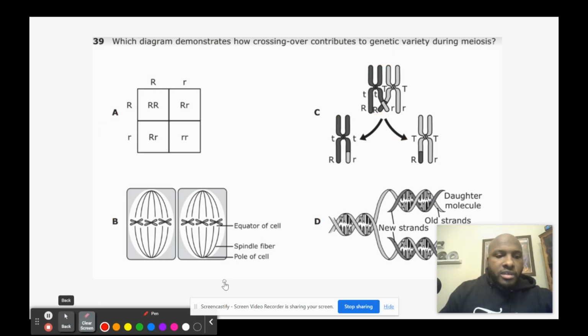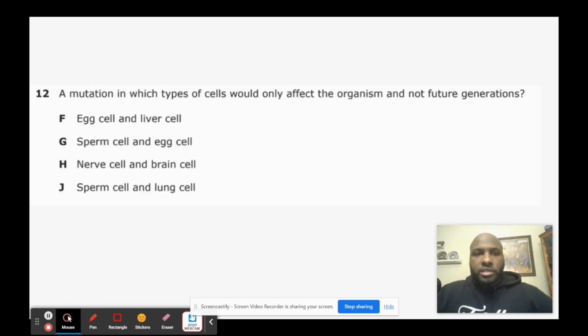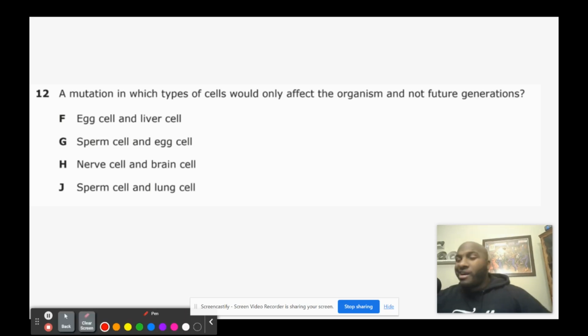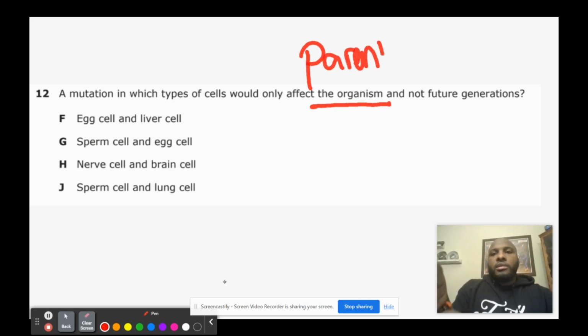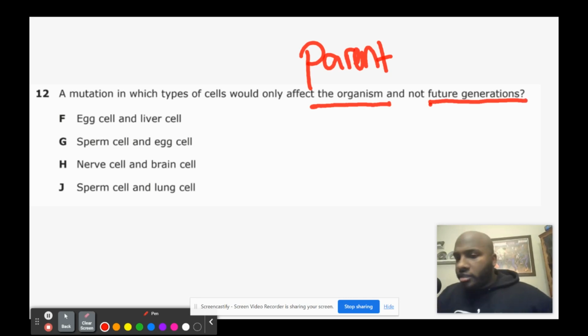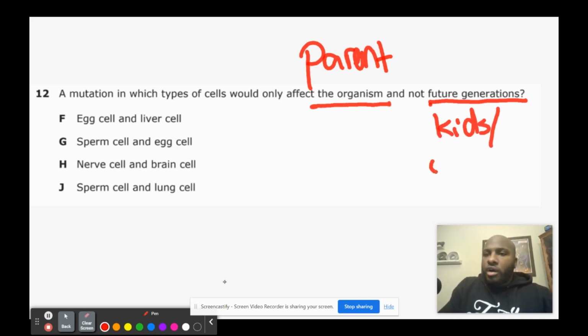Let's clear that off. Go back. Our next question. So, a mutation in which types of cells would only affect the organism and not the future generations. Now, here's where we could throw in a bunch of different words to throw you off. So let's make this easy. The organism, or we could put parent, and future generations. When we talk about future generations, we're talking about kids. We're talking about offspring, right? So I'm going to put kids or offspring.